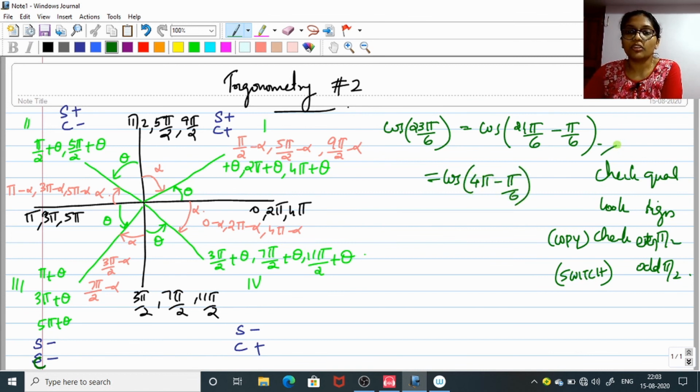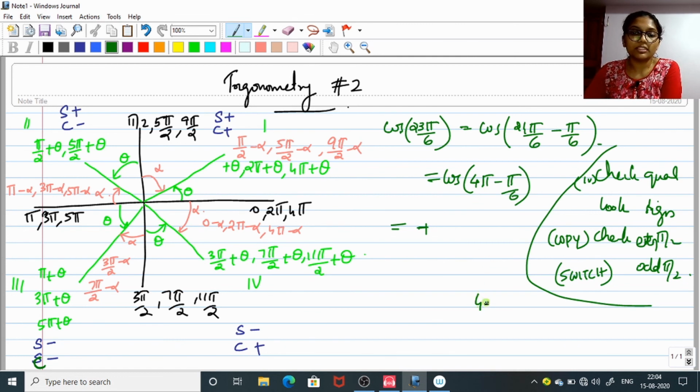Now, you follow this rule. What does this rule say? Check for the quadrant. Where is this 4π minus π/6 lying? 4π is here. Minus means we have to take a clockwise direction. So this is the fourth quadrant. And what about the sign for cos there? Cos has a positive sign. And check whether it is an even π/2 or odd π/2.